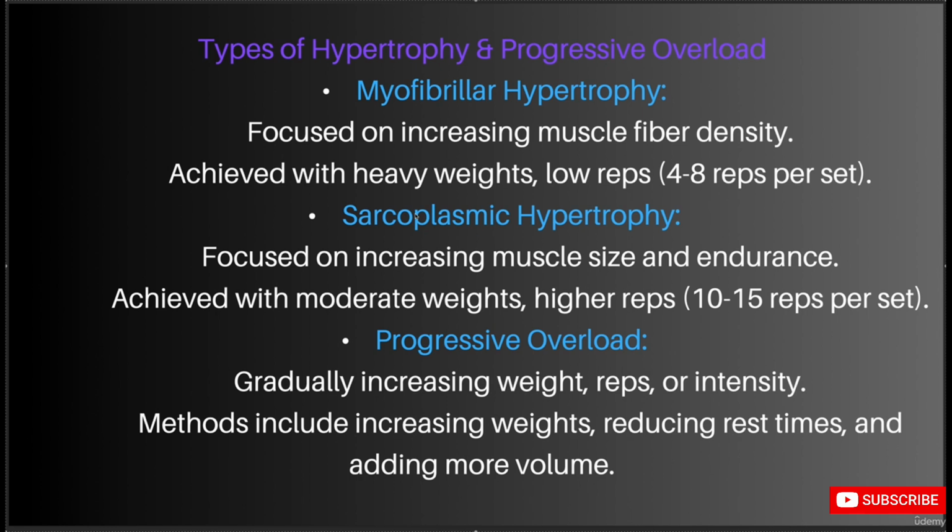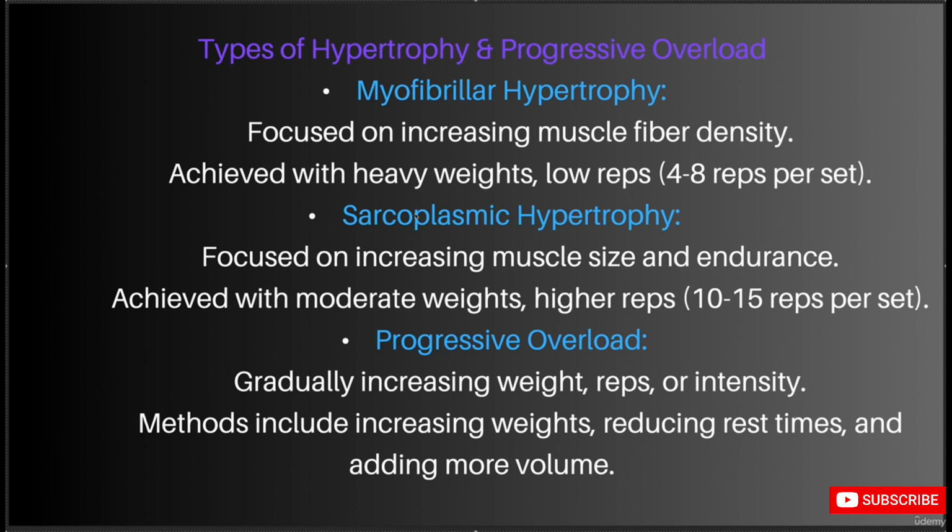We're again back to myofibrillar hypertrophy, focused on increasing muscle fiber density, achieved by lifting heavy weights for fewer repetitions. Rep is a short form for repetitions. For myofibrillar hypertrophy, you should be training 4 to 8 reps per set. And for sarcoplasmic hypertrophy, which increases the size of your muscle, you should be doing a higher rep range, 10 to 15 reps per set.